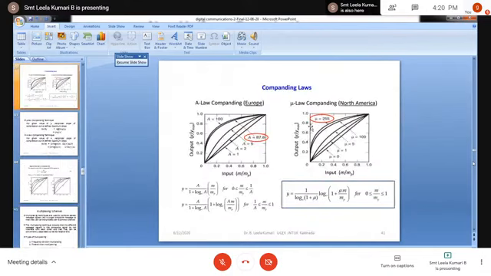And these are the compounding characteristics. This figure shows the input-output characteristics of the compounding techniques, A-law compounding and Mu-law compounding. A-law compounding is used in European countries, and Mu-law compounding is used in North America.